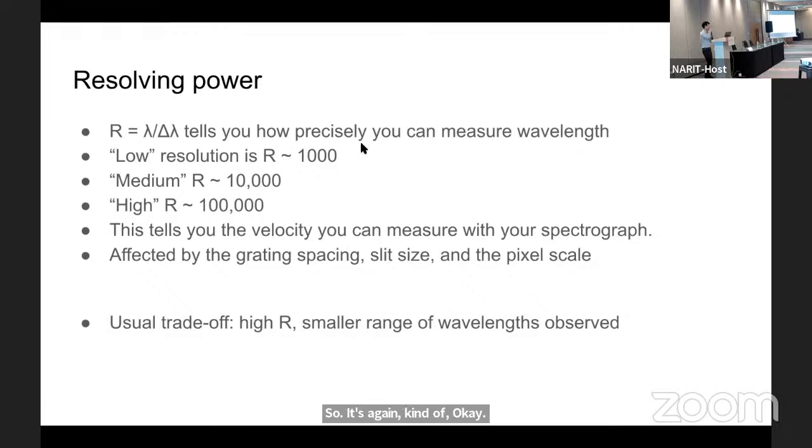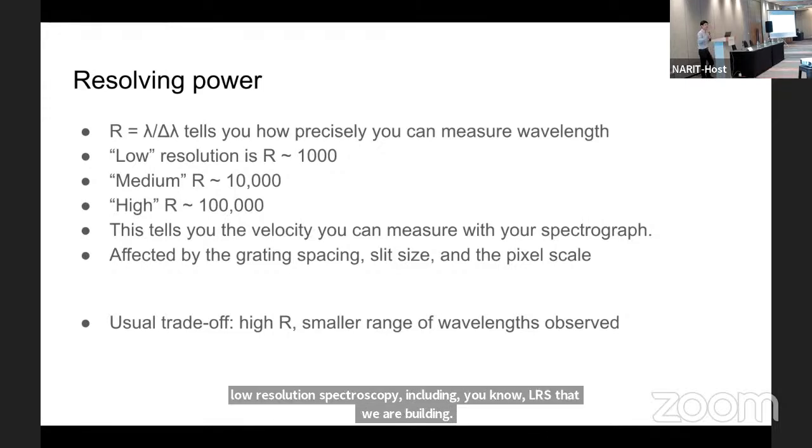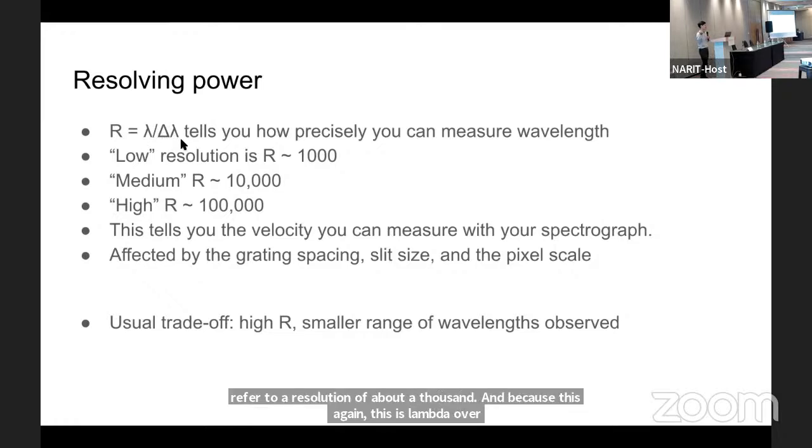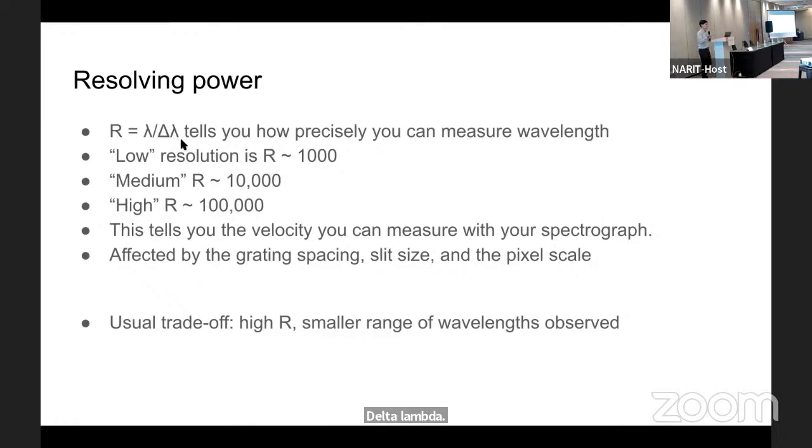When people talk about low resolution spectroscopy, including the LRS that we are building, we refer to a resolution of about 1,000, because this is lambda over delta lambda. If you remember from earlier, the Doppler effect formula is very similar. So R can actually tell you immediately what velocity resolution you have with your spectrograph. It's just the speed of light divided by R. Medium resolution is usually like 10,000, and high resolution is closer to 100,000.